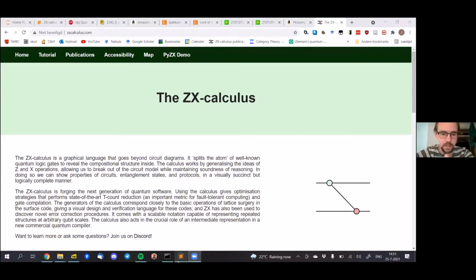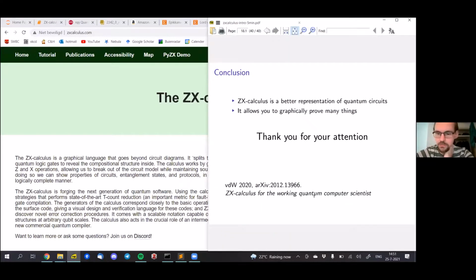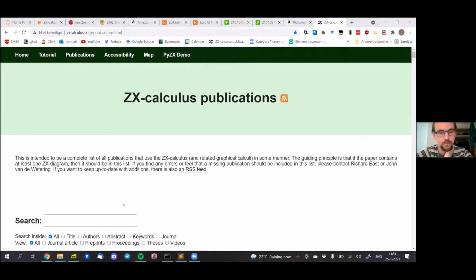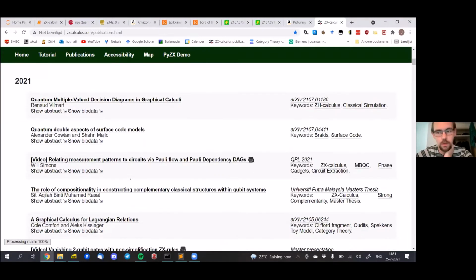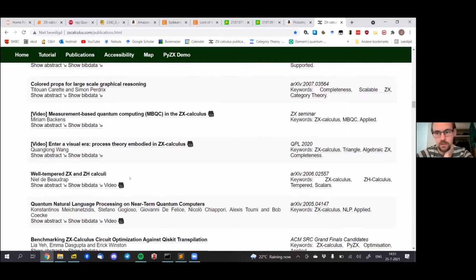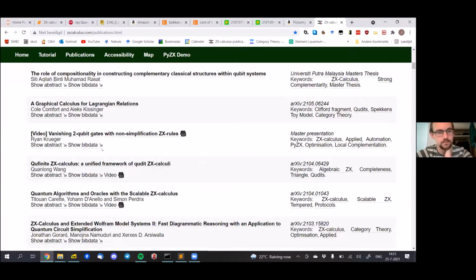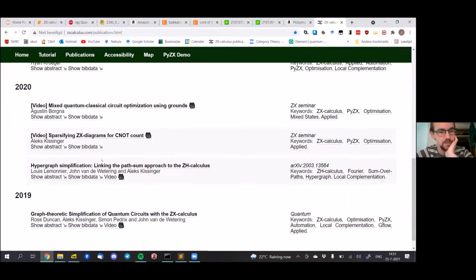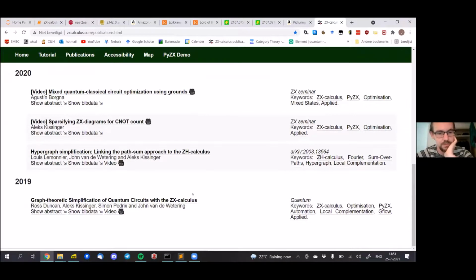Yeah, so in my review article, ZX calculus for the working quantum computer scientist, I really go into how you need to think about these things to simplify things. If you want specific publications, we have on this website a list of essentially all the publications using ZX, which is quite a long list now. In particular, if you want to learn more about automated rewriting of ZX diagrams, I suggest you check out this paper, Graph-theoretic Simplification of Quantum Circuits with ZX calculus.